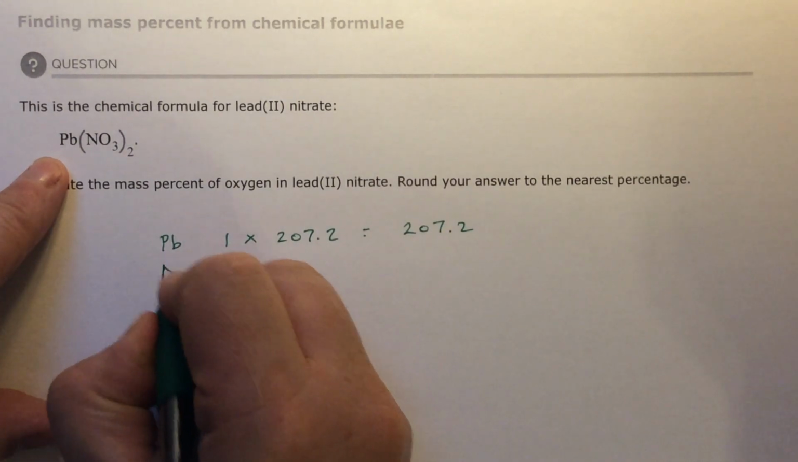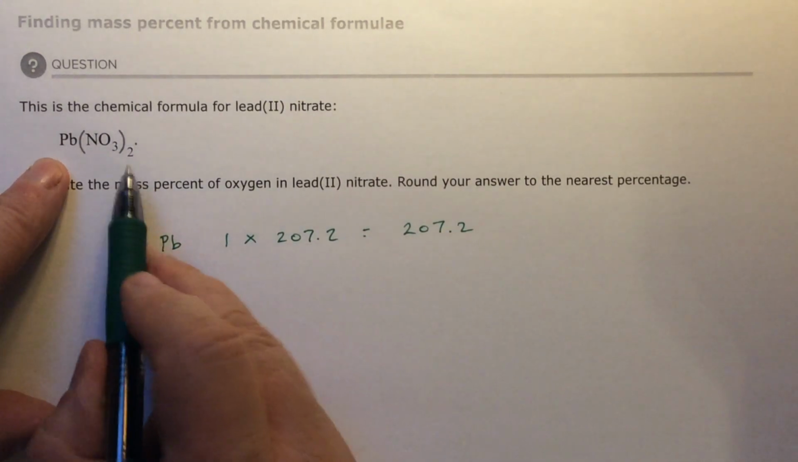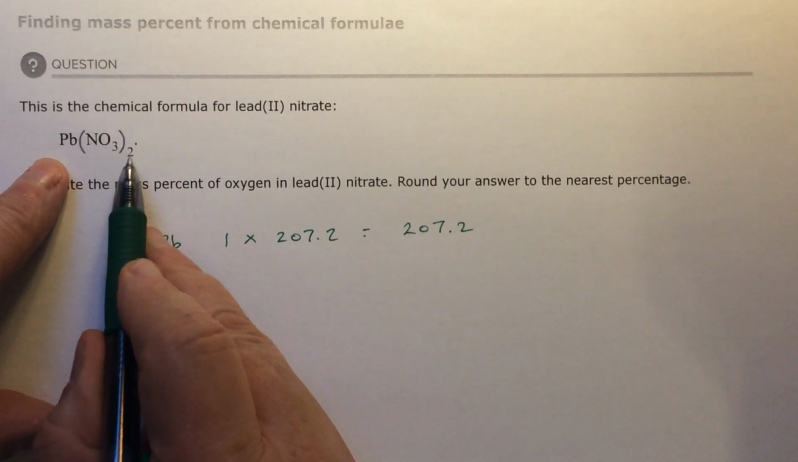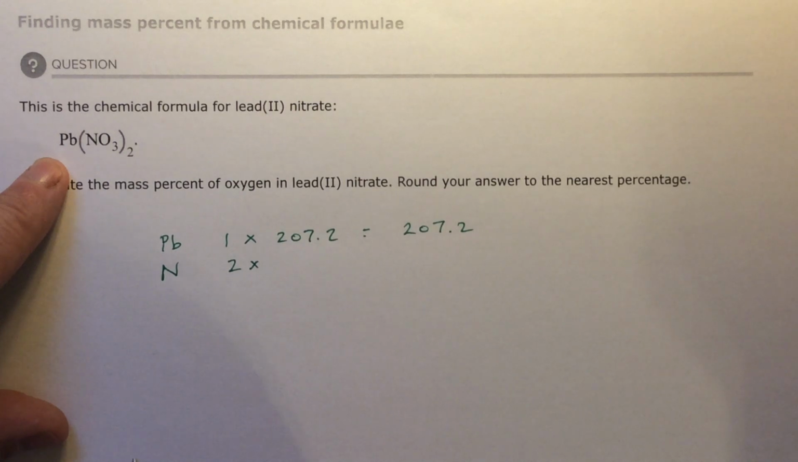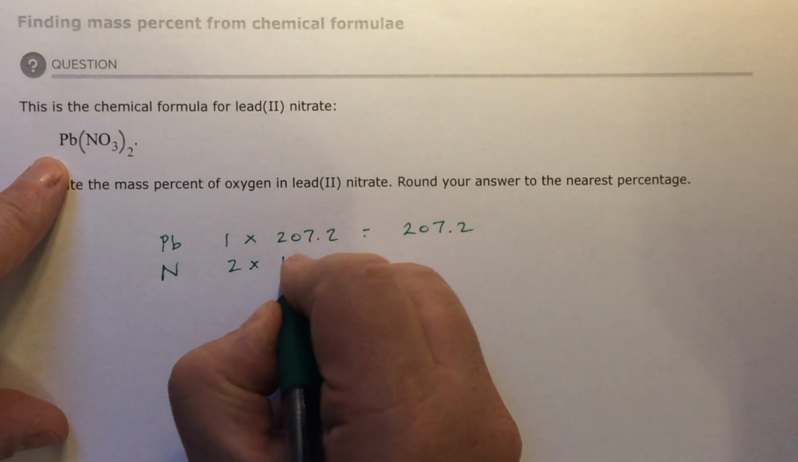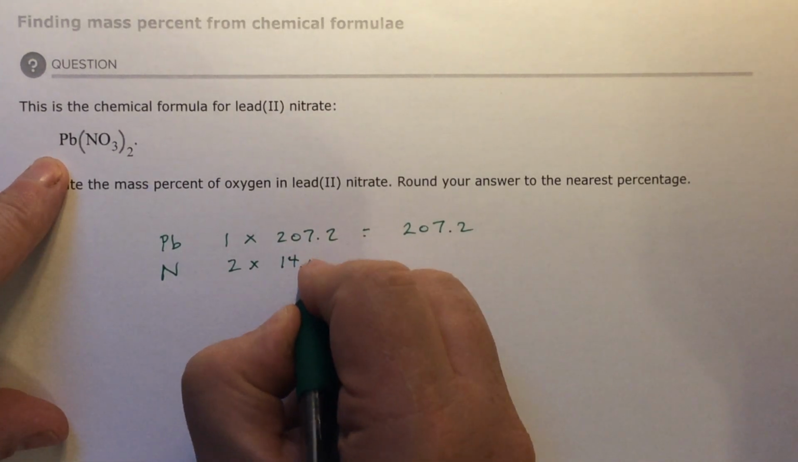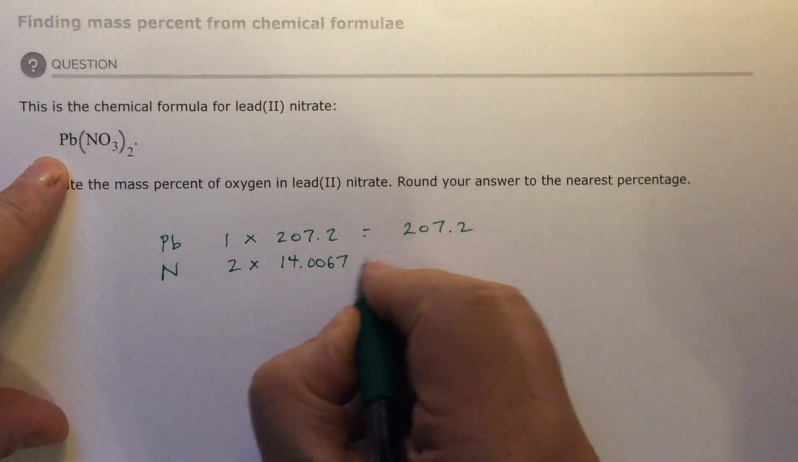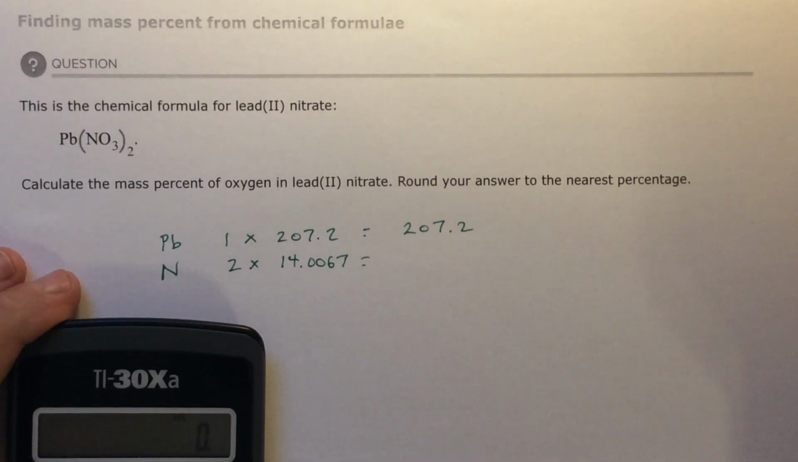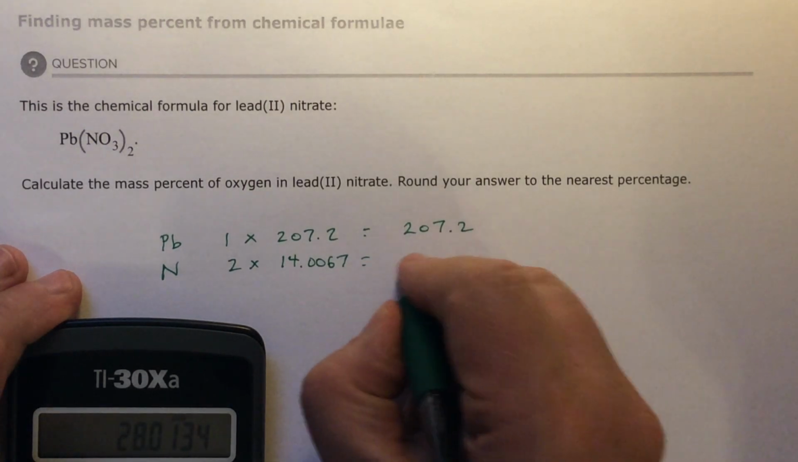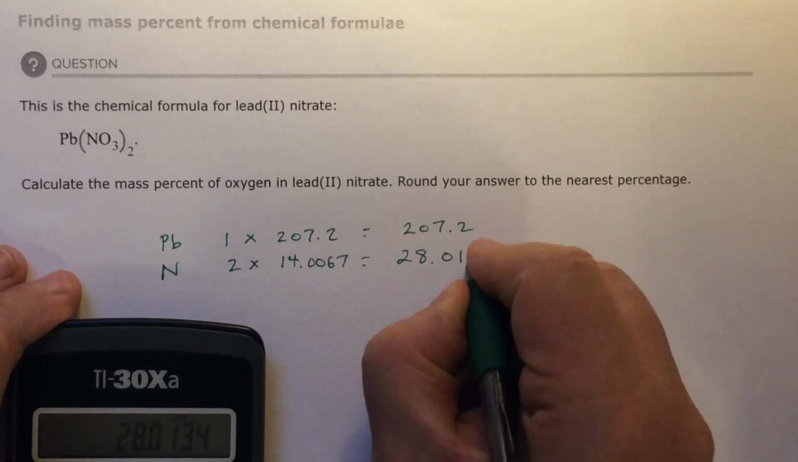The next atom that I have is nitrogen. I've got 2 nitrogens because there's a subscript out here. So I have 2. I look up the atomic mass on the periodic table, and for nitrogen I have 14.0067. So I'm going to have to double that. 14.0067 times 2 gives me 28.0134.